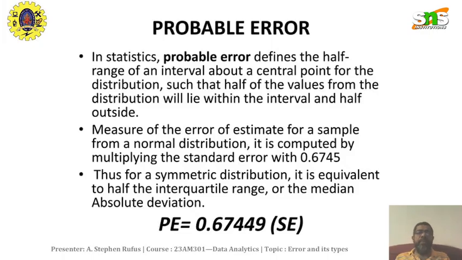Now we will see about the probable error. The probable error defines that, from the center point, half of the range accumulates toward the center point, and the remaining half of the values lie in a certain interval outside of that center point. This error is called the probable error.